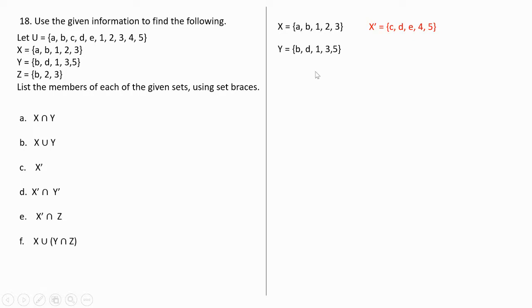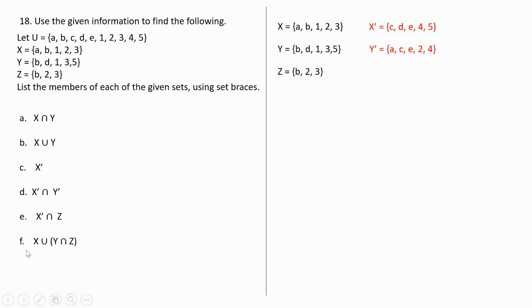Now, this is Y. Now, not Y. Not Y means you go to the universal set. It means not B, not D, not 1, not 3, not 5. So what's left is going to be A, C, E, 2, and 4. So that's Y complement, or the way I like to call it, not Y. Not Y means not these in the universal set. So whatever's left.